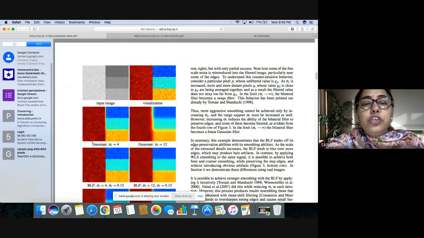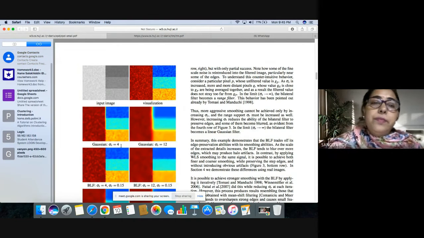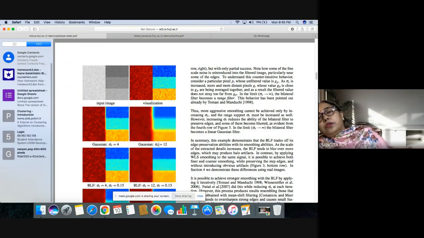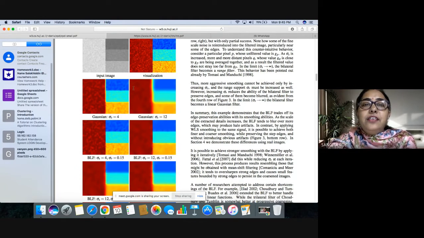If it is Gaussian smoothing with a sigma of 4, the output will be like this. If it is Gaussian smoothing of sigma 12, so if the kernel size is increasing, it becomes blurred, but the edges become difficult to understand.